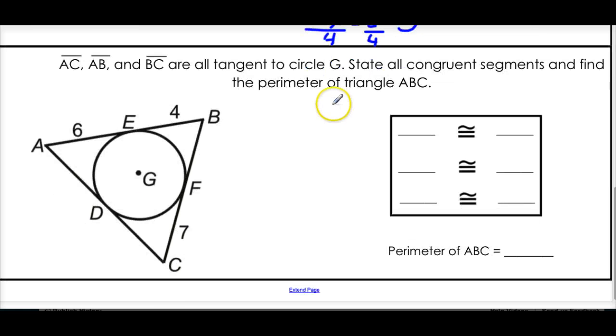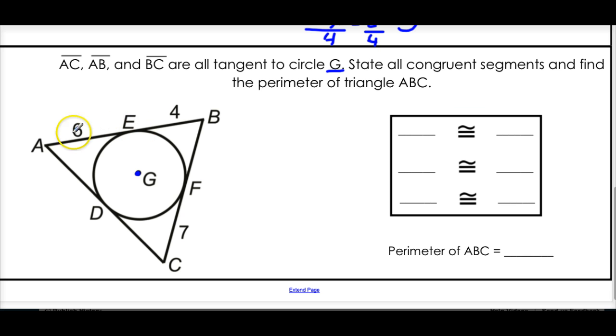Another way we can use this is a little more complicated. Let's take a look here. We know that AC, AB, and BC are all tangent to circle G. All right? That's our circle, G's in the middle. State all the congruent segments and find the perimeter of triangle ABC. So how are we going to find all the congruent segments? Well, let me show you.